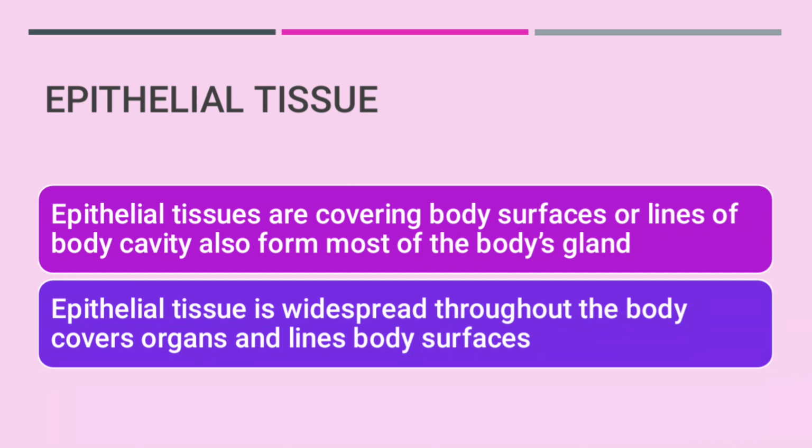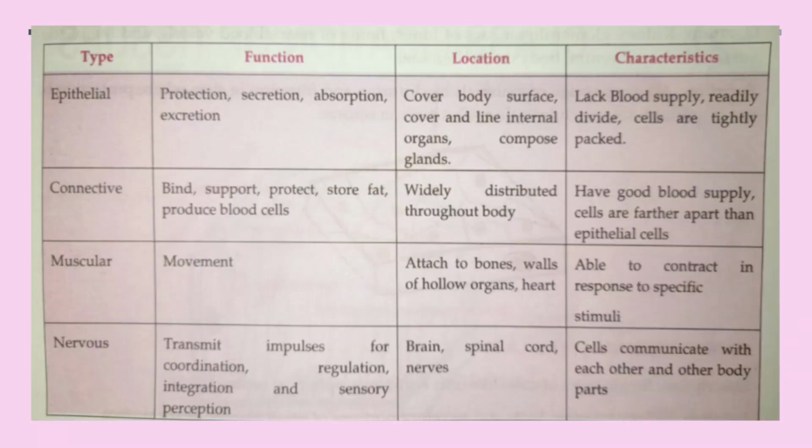Epithelial tissue. Epithelial tissues cover body surfaces or line body cavities, and also form most of the body's glands. Epithelial tissue is widespread throughout the body, covers organs and lines body surfaces. There are several types of epithelial tissue that we can discuss later, which basically line the glands as well as the smooth surfaces.